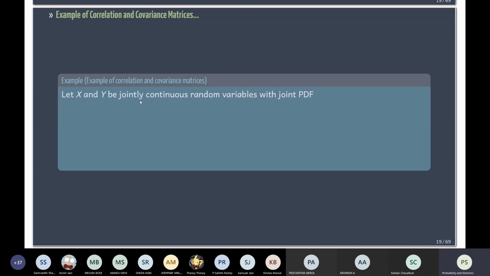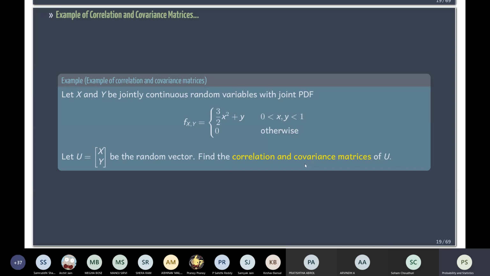Let x and y be jointly continuous random variables with the given joint PDF. Then we have formed a vector now. So U = (X, Y) is a random vector. Find the correlation and covariance matrices of U. So how will you go ahead with this?